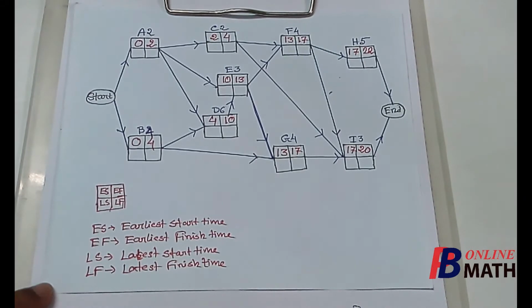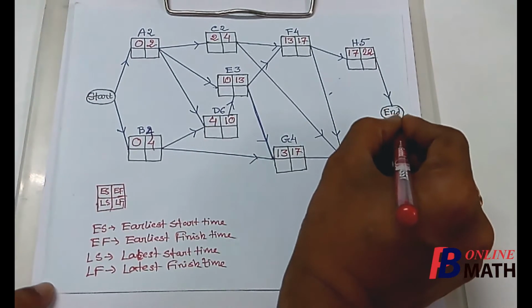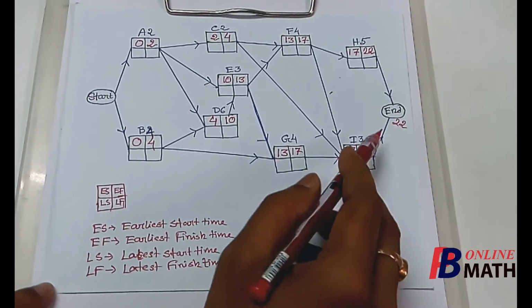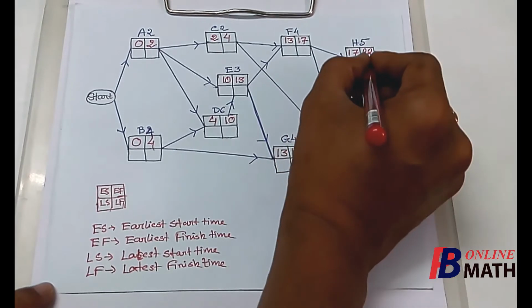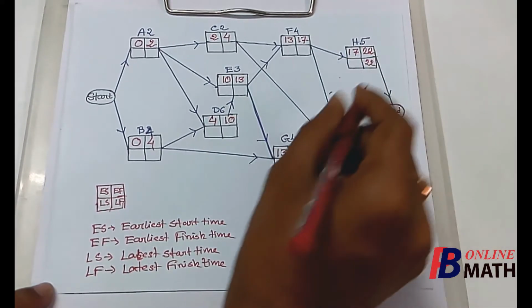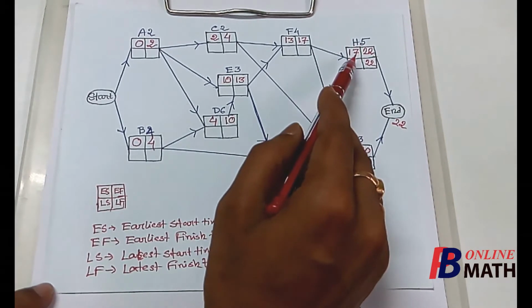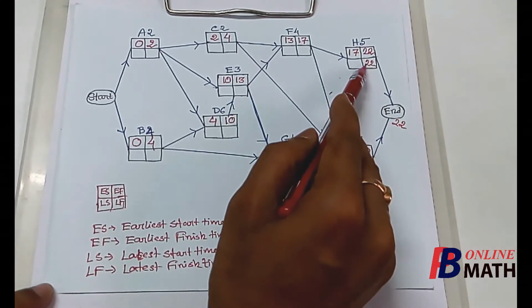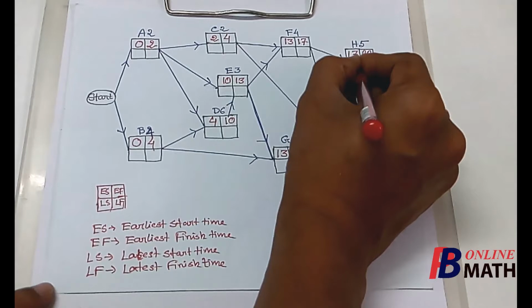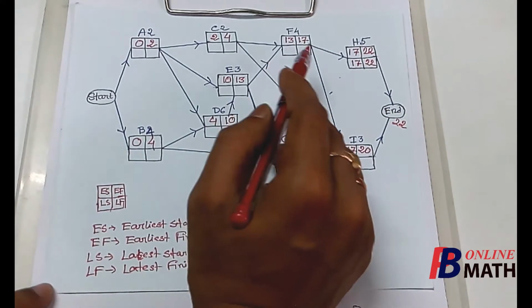Next we shall find the latest start time and the latest finish time of the activities. We consider this activity. Now the project must be finished within 22 days. So this activity must be finished within 22 days. So this 22 will be the latest finish time of the activity H. Now it takes 5 days. So the latest start time of this activity H will be 22 minus 5, which is 17. So this 17 is the latest start time of the activity H.